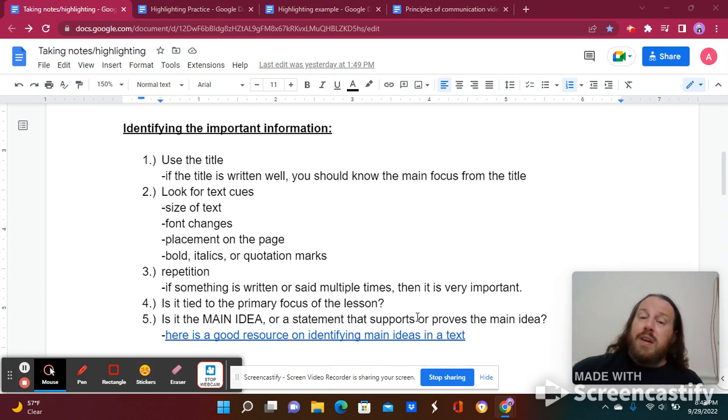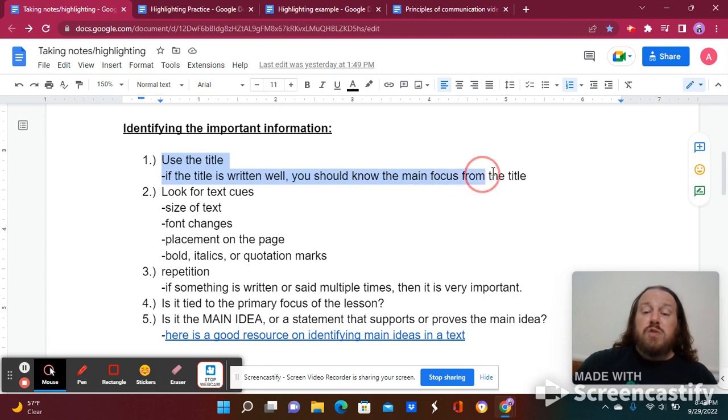So how do we identify the main points? There are some ways you can go about that. First off, if you're using a text or even lectures, generally speaking, they have a title. And so use that title, right? If the title is written well, it should tell you what the main focus is. If it's not written well, then you have whole other issues. But do the best you can with this.